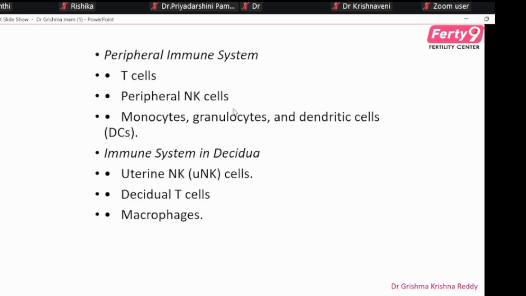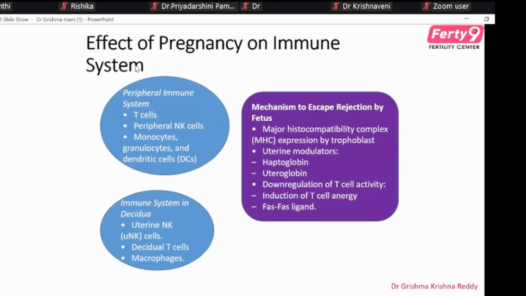The peripheral immune system, like T cells, NK cells, monocytes, granulocytes, dendritic cells, and the immune system in the decidua, like uterine NK cells, decidual T cells, macrophages, all this will help. So, the effect of pregnancy on the immune system. The peripheral immune system: the mechanism to escape rejection by the fetus. The fetus has to escape the immune system. That is the major histocompatibility complex. MHC expression will be there.